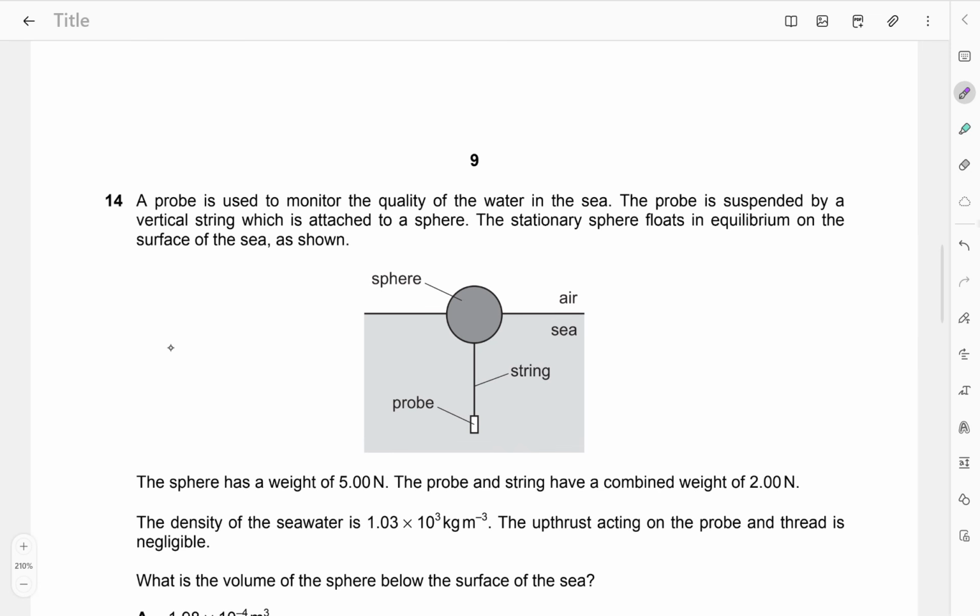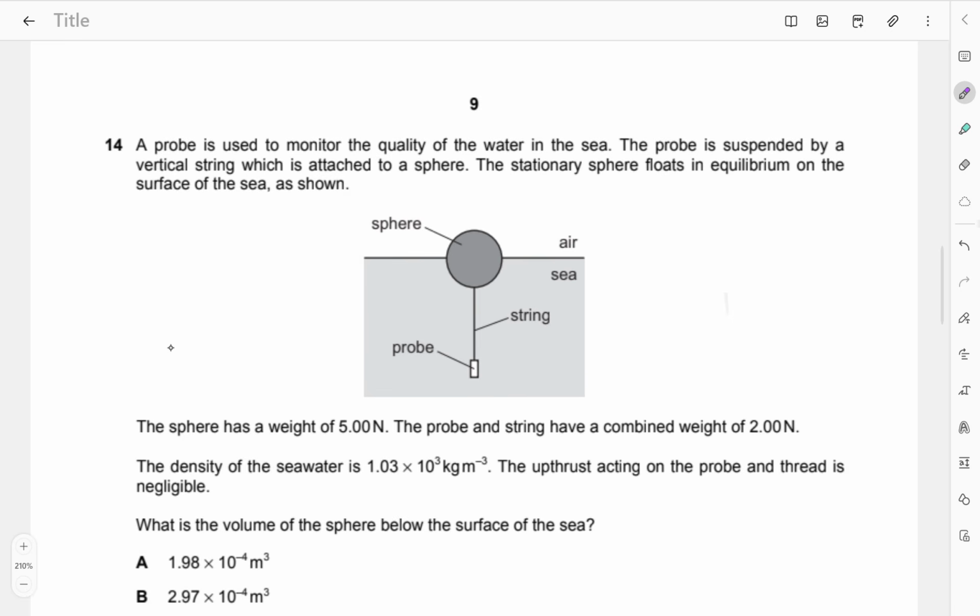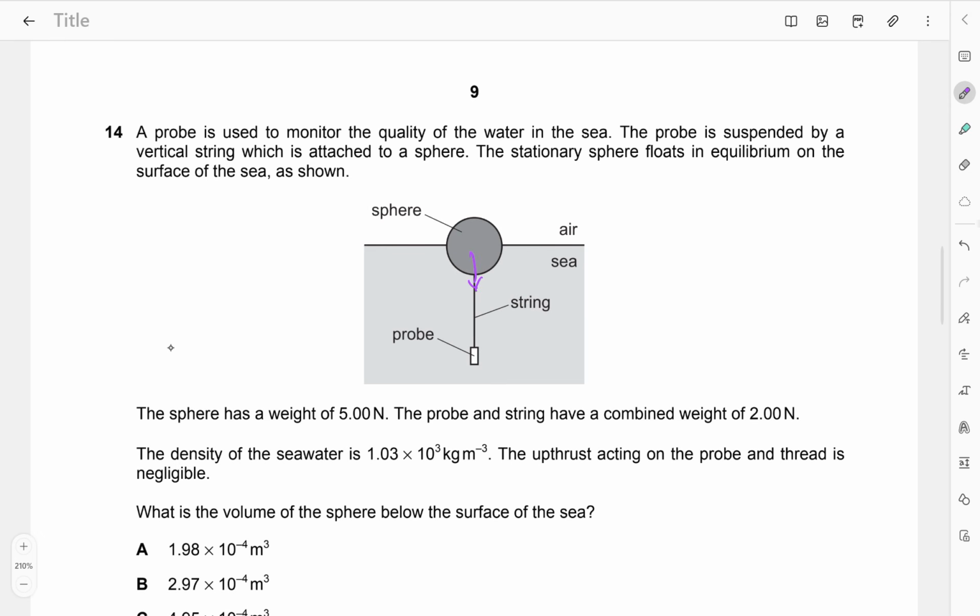A probe is used to monitor the quality of the water in the sea. The probe is suspended by a vertical string which is attached to a sphere. The stationary sphere floats in equilibrium on the surface of the sea as shown. So we have the weight of the sphere downwards is 5 newtons, and then the weight of the string and the probe is also downwards, which is 2 newtons.